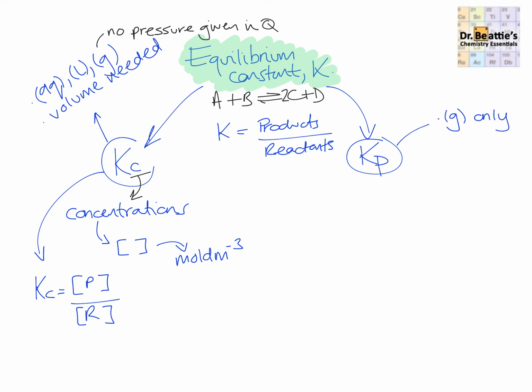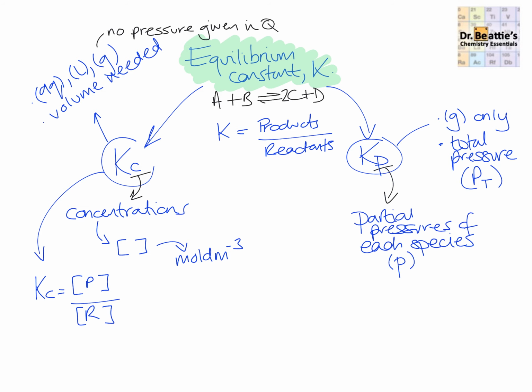gases, and in order to go down the Kp route, you need to be given the total pressure of the system, so the reactants and products together. And this is designated with capital P and a T for total, and in this case, you're dealing with the partial pressures, not the concentrations, of each of the reactants and the products. Partial pressure is designated with a lowercase p, sometimes italicized.